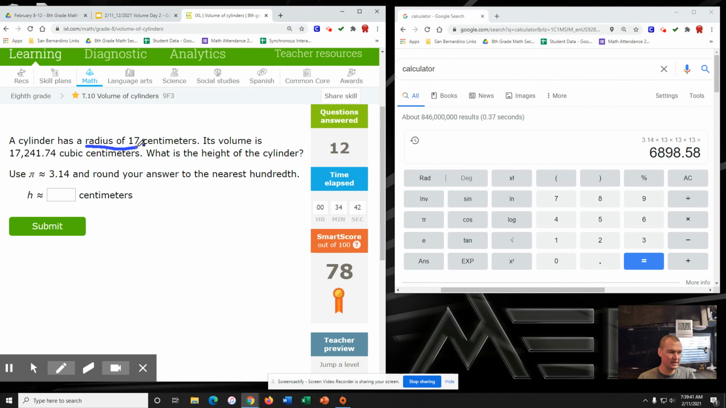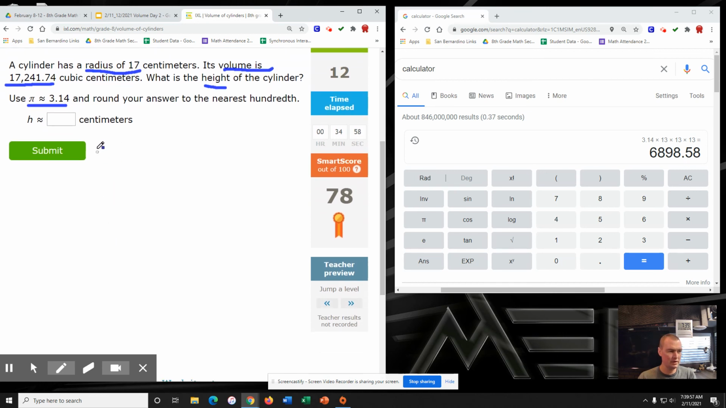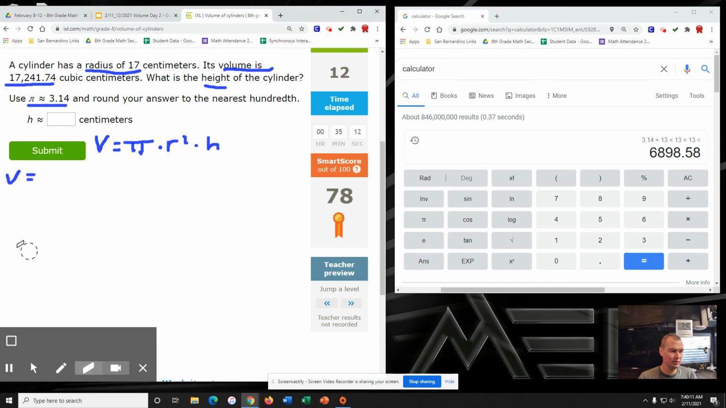A cylinder has a radius of 17. Volume is nice and big of 17,241.74. What is the height? So we're solving for h, and they did give us pi of 3.14 once again. All right, so here we go. We got volume equals pi times r squared times h. So just plug in what volume is.